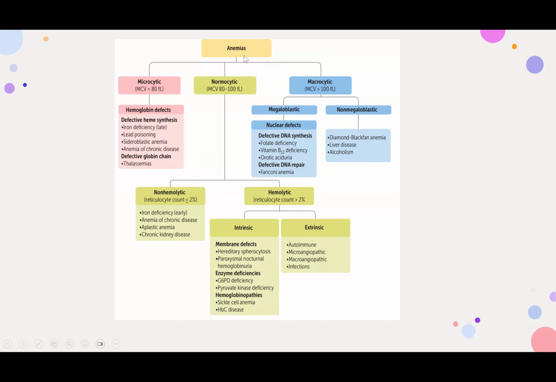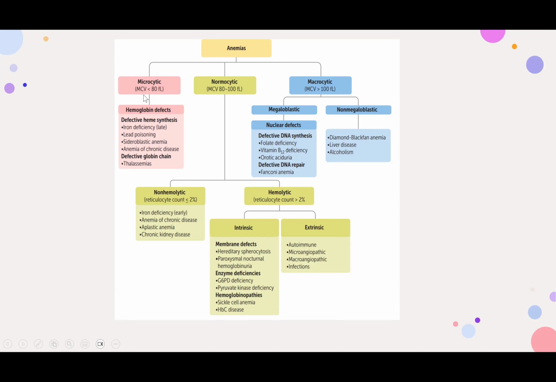You classify anemia based on the size of the RBC. If it's small, we call it microcytic. If it's normal, we call it normocytic. If it's large RBC, we call it macrocytic. All right. And how do we know the size of the RBC? Based on the MCV, mean corpuscular volume. Based on the MCV, we can tell whether this is microcytic, normocytic, or macrocytic. All right. Now, hemolytic anemia is usually normocytic anemia. Hemolytic anemia is usually what? A normocytic anemia. All right.